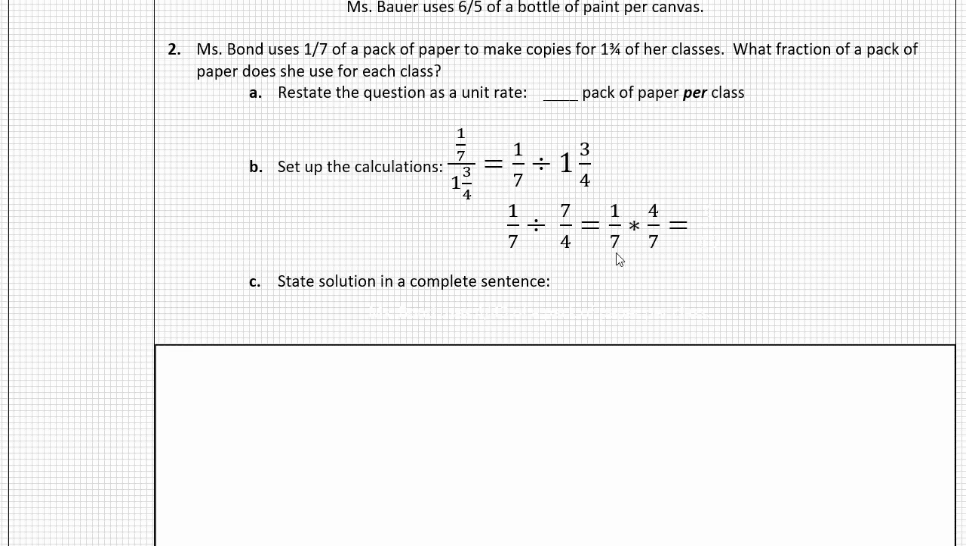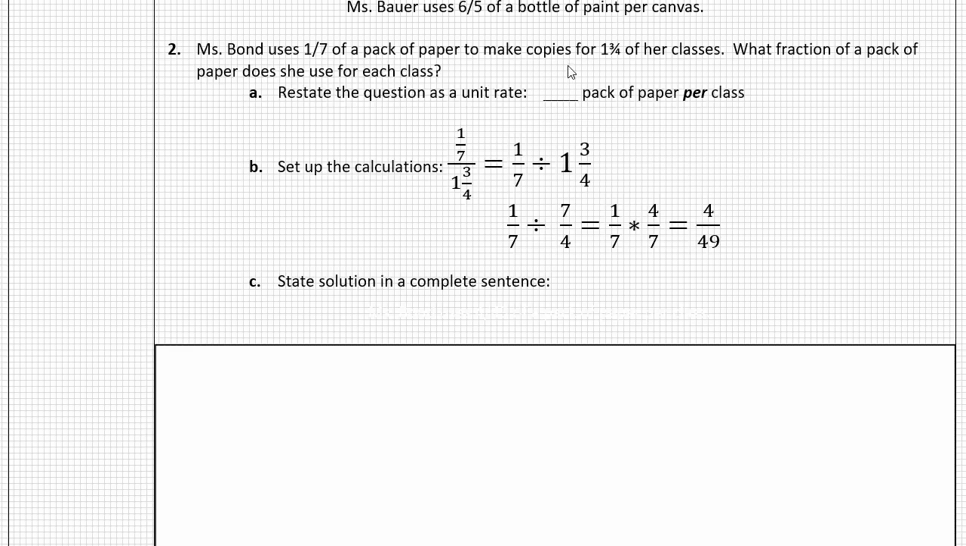So we kept our first fraction, 1/7, changed division to multiplication, and used the reciprocal or flipped our second fraction. So now it's 1/7 times 4/7. So as long as you have this set up, did you go ahead and multiply across to find our answer? That's right, 4/49. So now we just have to state our solution in a complete sentence.